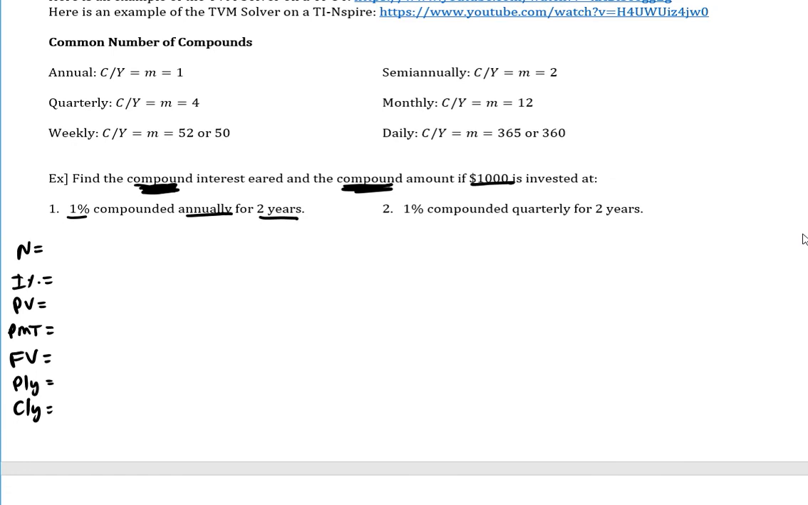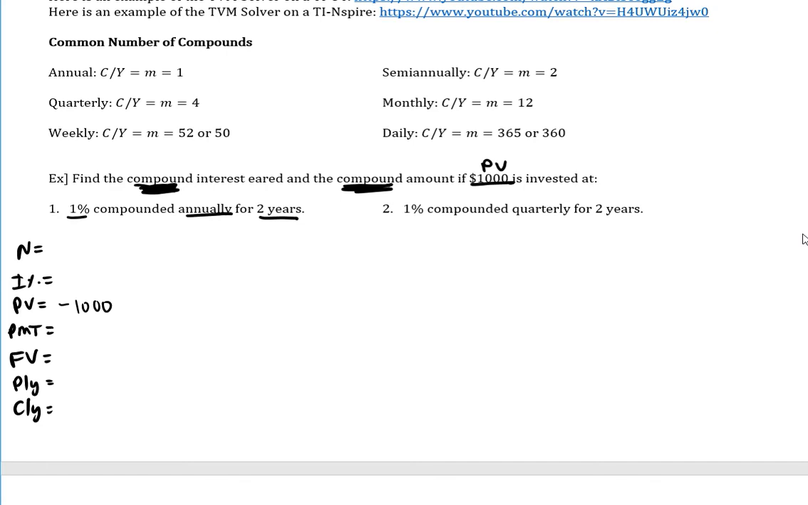Okay, so it says find the compound interest that should be earned, and the compound amount if $1,000 is invested. So that's our present value. We're presently investing $1,000. Following the rules about putting money into accounts, we're going to make this negative 1,000. This is also just the way the calculator is programmed. So negative 1,000 is technically what goes right here.